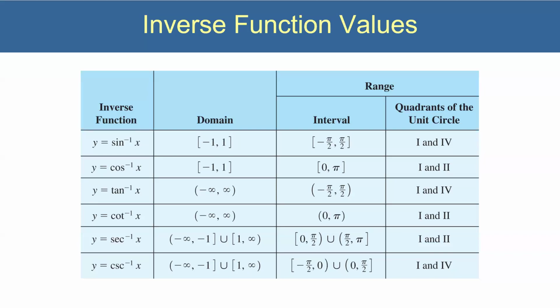All right, guys. So yesterday, this is where we stopped at, making sure we had a good understanding of where our inverse functions could happen. What are their domains? What are their intervals for their range? And basically, what quadrants are we looking at on our unit circle? Okay. So as you can see here, there are a couple similarities. For sine, tangent, and cosecant, we're in quadrants 1 and 4. For cosine, cotangent, and secant, we're in quadrants 1 and 2.